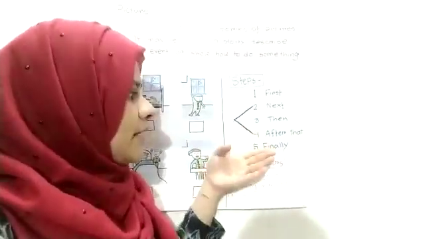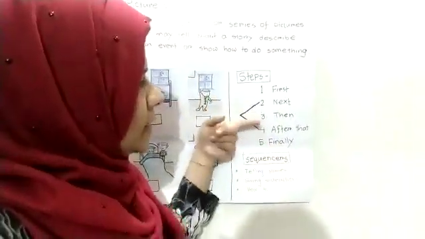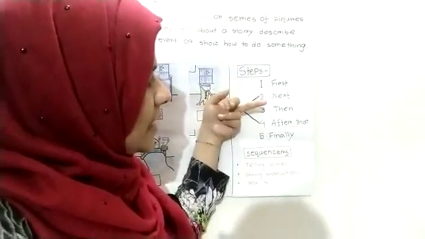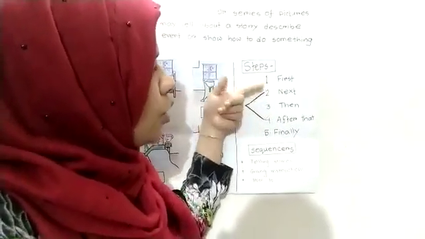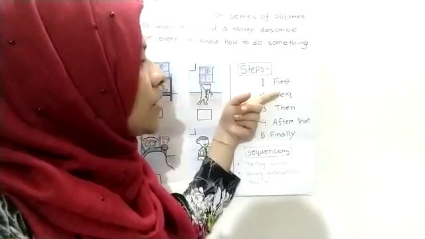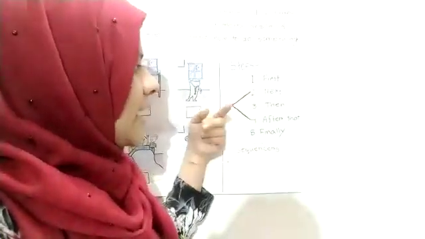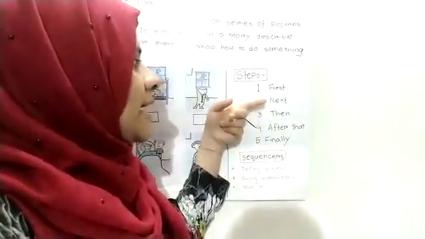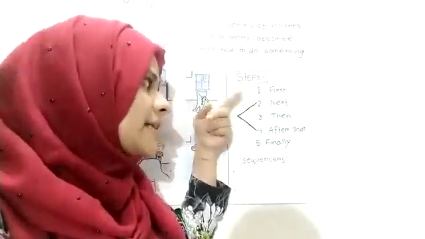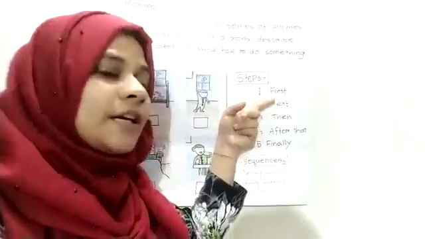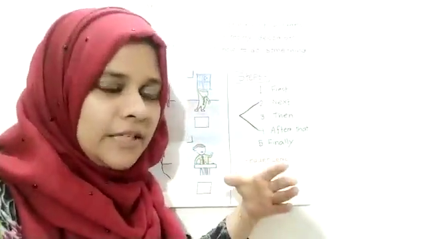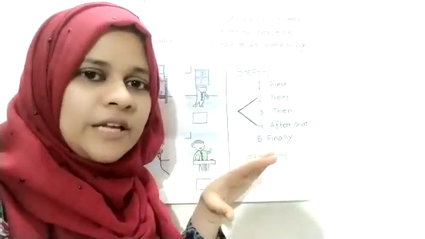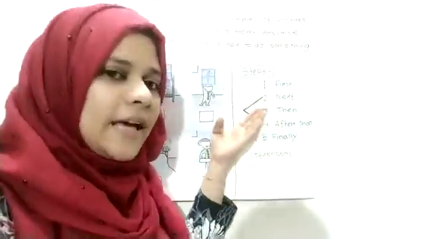This will be last. Then in the middle there are next, then, and after that. So here next you can write as third number, and after that you can write as second. That means next, then, and after that you can write interchangeably. I mean, you don't need to follow any order. You can write in any way.